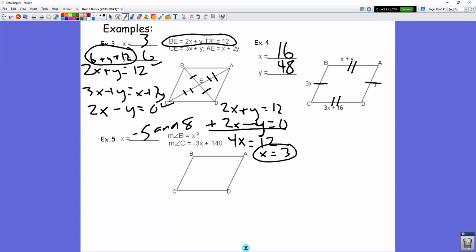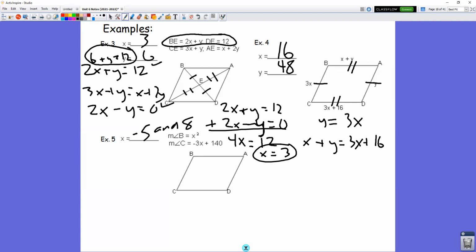We're going to use the second property from our notes that said opposite sides of a parallelogram are congruent, so we can legally tick the sides like this. And so we can now say that y is equal to 3x, and we can say that x plus y is equal to 3x plus 16.